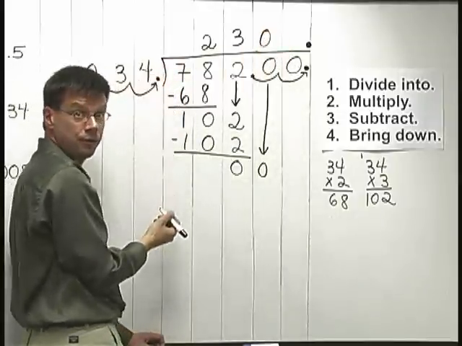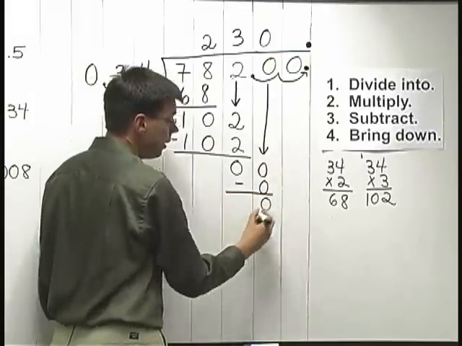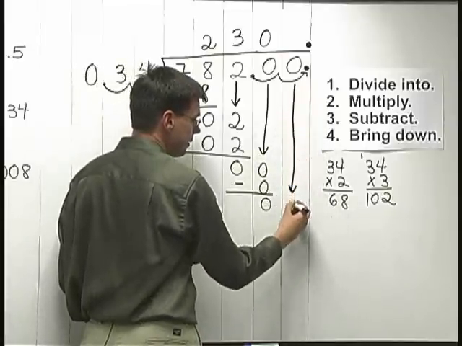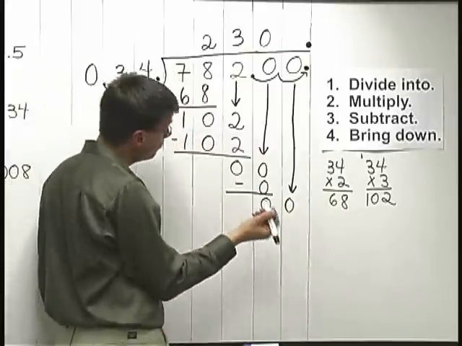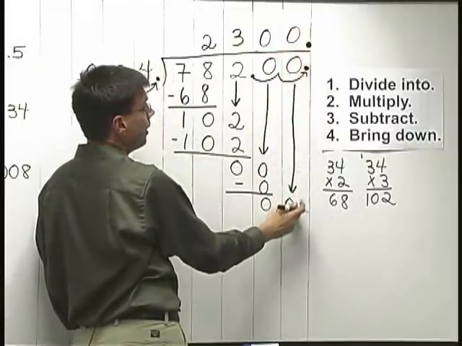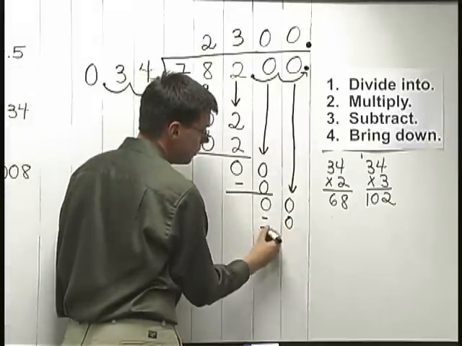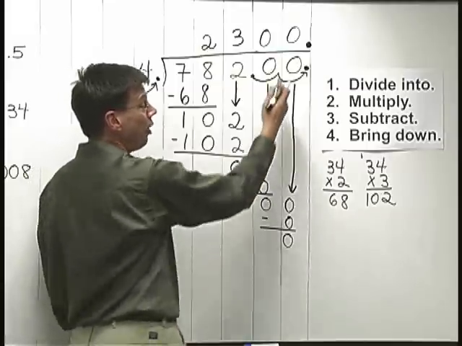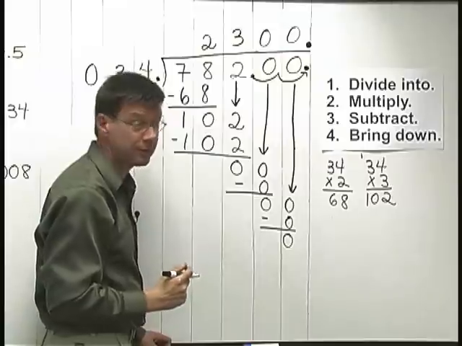0 times 34 when I multiply is 0. Subtract, 0 minus 0 is 0. And I bring down the next 0. I continue the process. How many times does 34 go into 0? I still have 0 times. Write another 0 up above the 0 I just brought down. This 0 times 34 is 0 again. 0 minus 0 is 0 again. And finally, I'm done with the process because I've gotten all the way over to the decimal point. That's when I can stop.